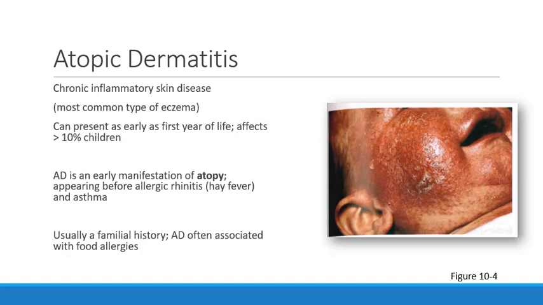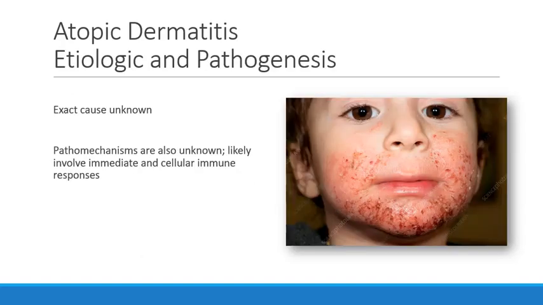Atopic dermatitis often appears before other types of allergic reactions like allergic rhinitis or asthma. Usually individuals that experience this have a familial history. Atopic dermatitis is often associated with food allergies. Exact cause is unknown and the pathomechanisms are also unknown. They likely involve immediate and cellular immune responses.